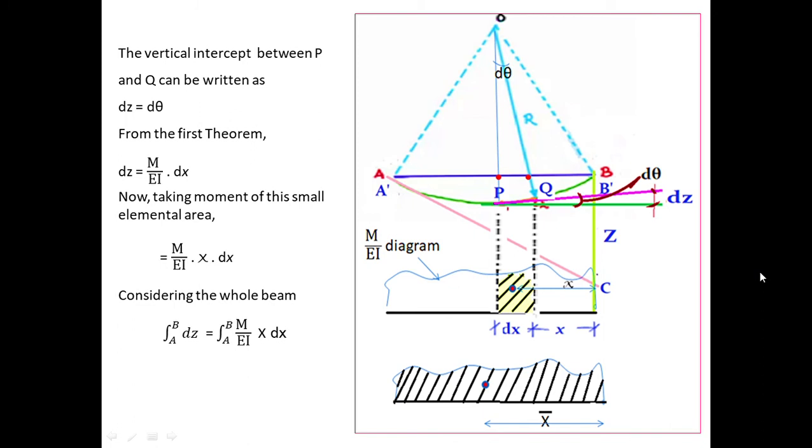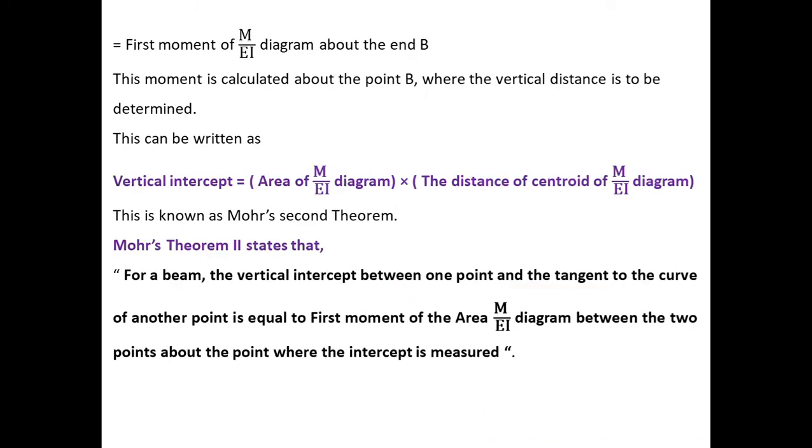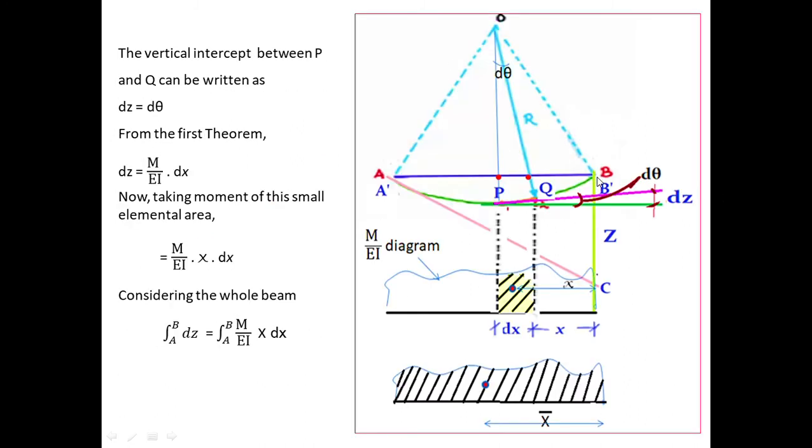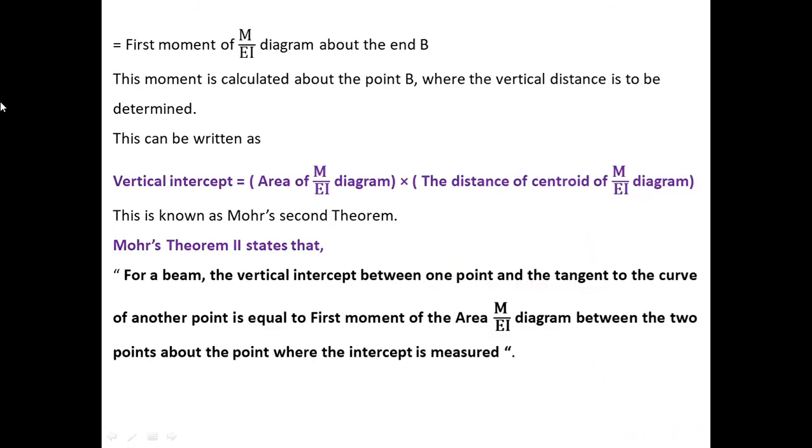Do you understand? Now that is the first moment of the M by EI diagram about the end B. This is the end B, so we are taking moment about this B, right? This can be written as the area of the diagram into the centroidal distance, which gives the vertical intercept. This is the second theorem, right?